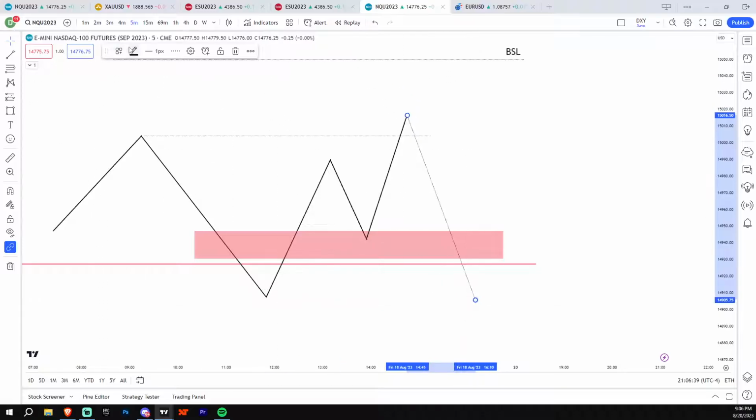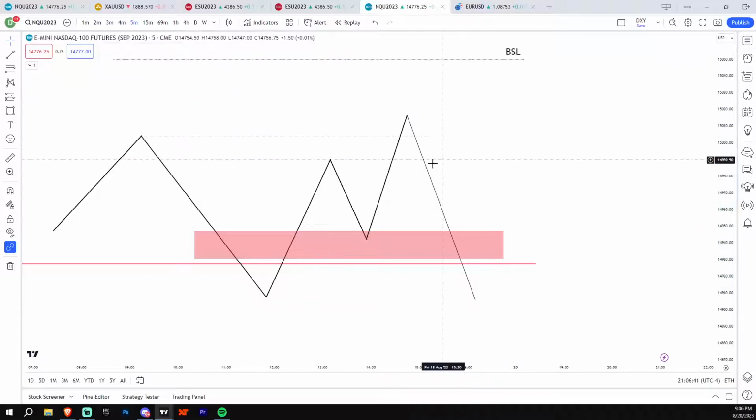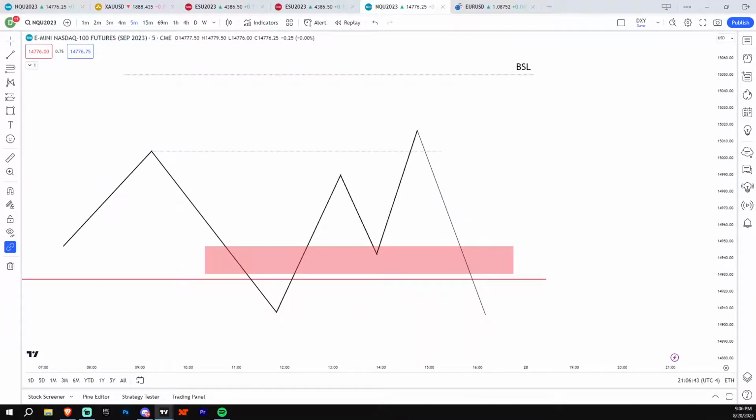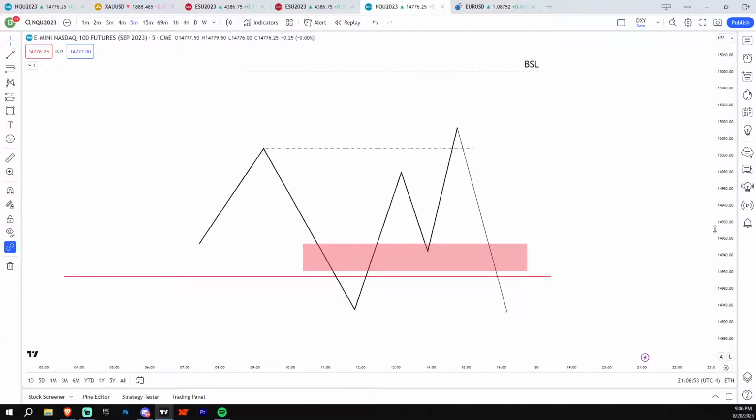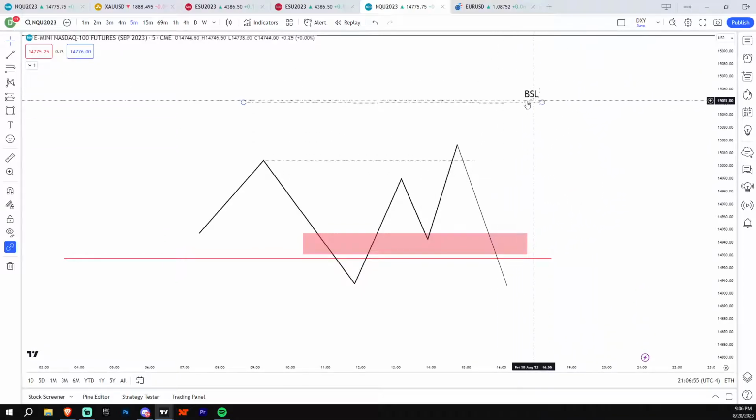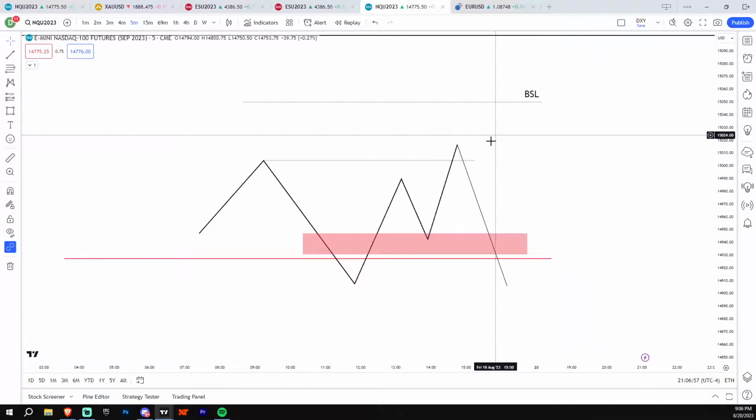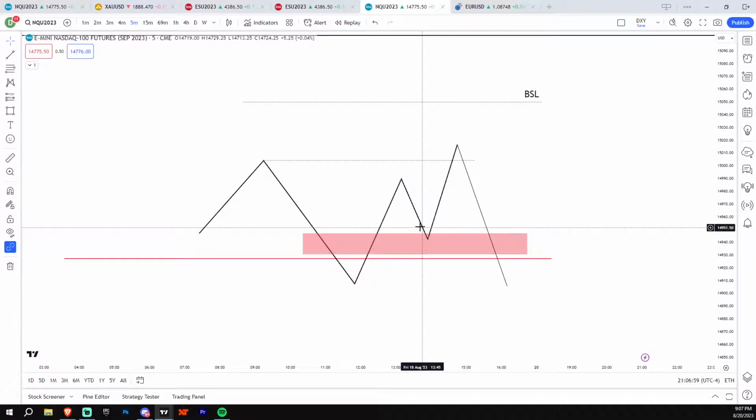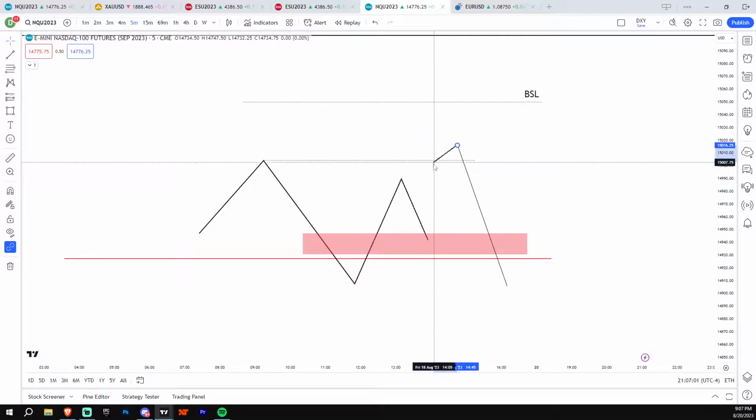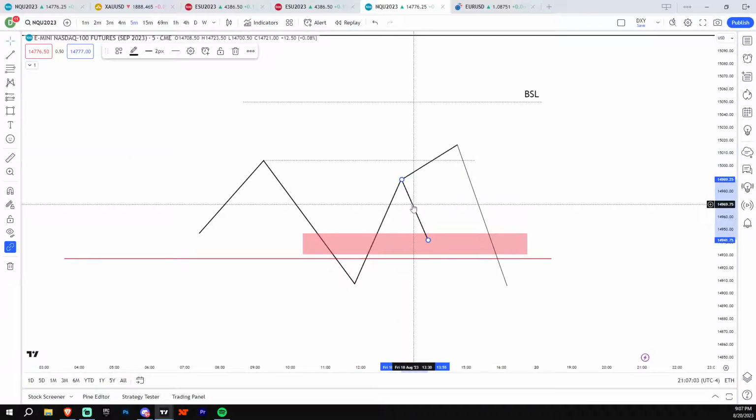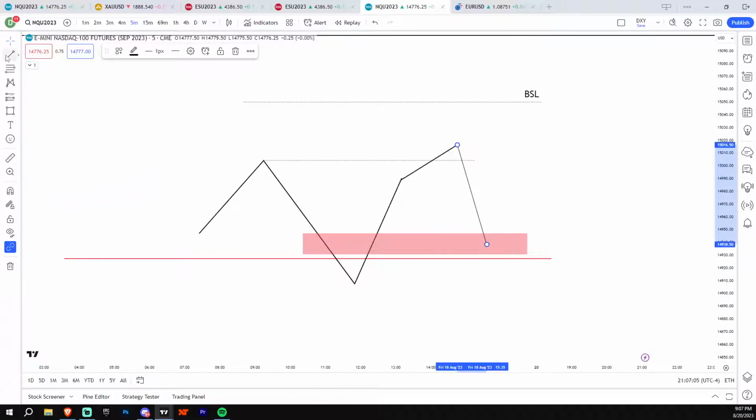Does that make sense, everyone, on why I teach it like that? Type 1 or 2 if it makes sense. Okay, so basically I teach it like that because if your draw on liquidity, the buy side, is wrong, then this right here is totally going to fail.